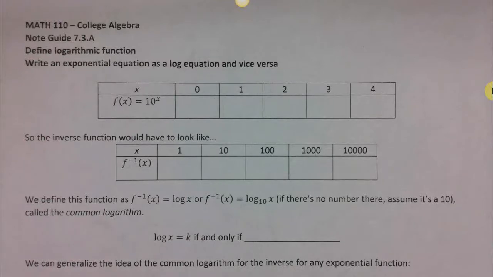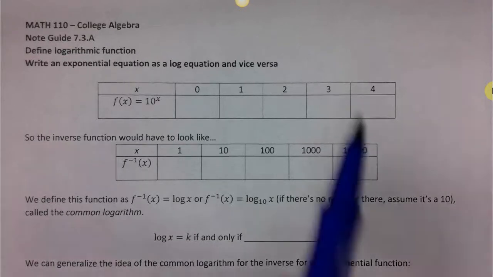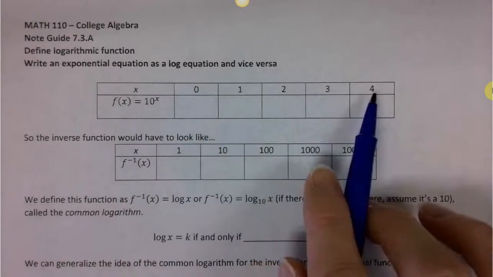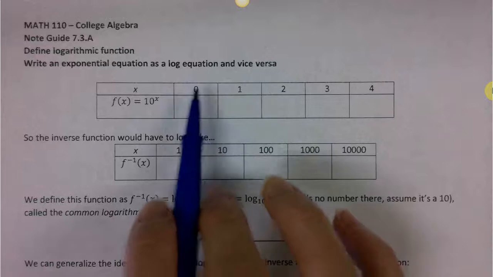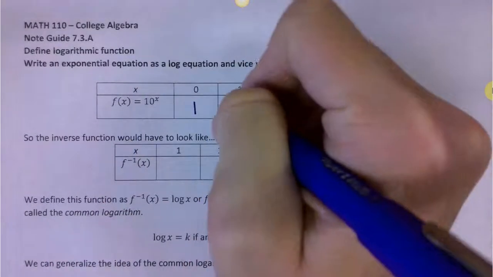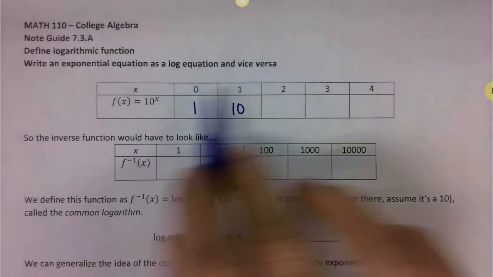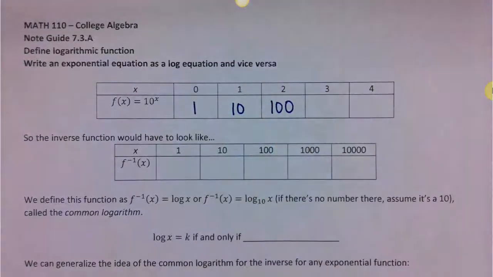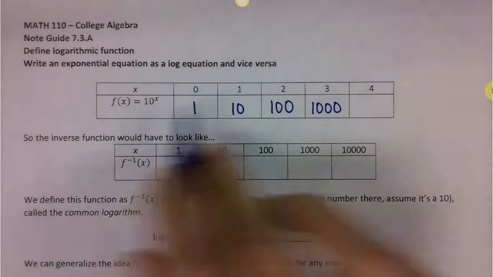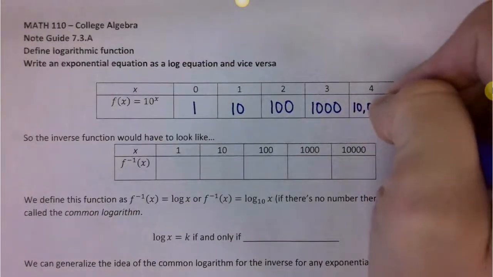We said that exponential functions are one-to-one, which means they have an inverse function. And we're now ready to talk about what that inverse looks like. So let's start by talking about the exponential function 10 to the x, and we're just going to plug some different values for x into this. So when x is 0, 10 to the 0, well, anything to the 0 is 1. 10 raised to the first power is 10. 10 squared is 100. 10 to the third is 1,000. And 10 to the fourth is 10,000.